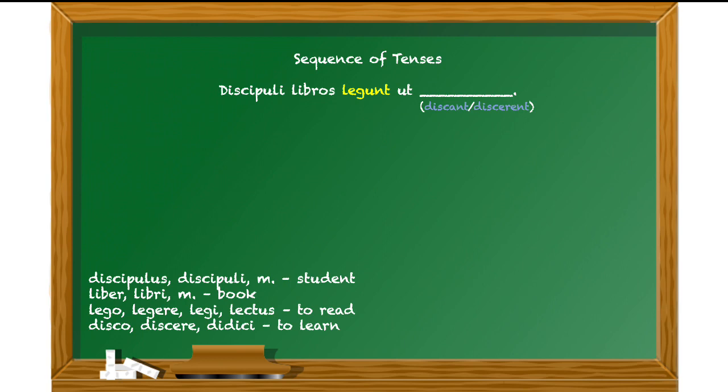So let's take an example here. We have discipuli libros legunt ut blank. We have some sort of purpose clause going on here, and we have to decide whether we want, let's say, discant or discurrent to finish the sentence. So go ahead and copy this sentence and identify the tense of legunt.